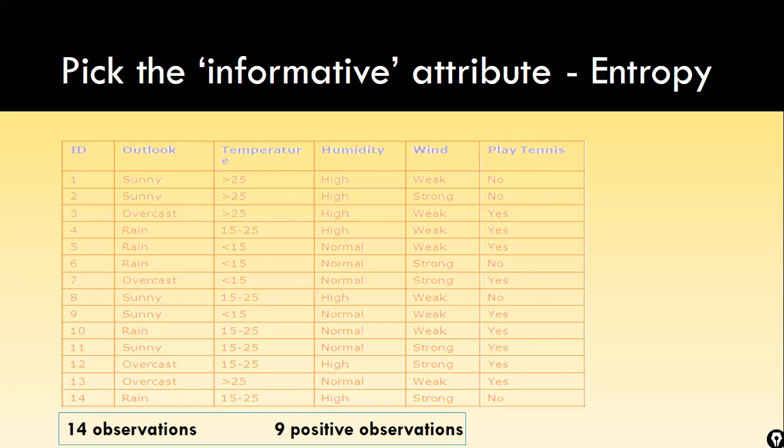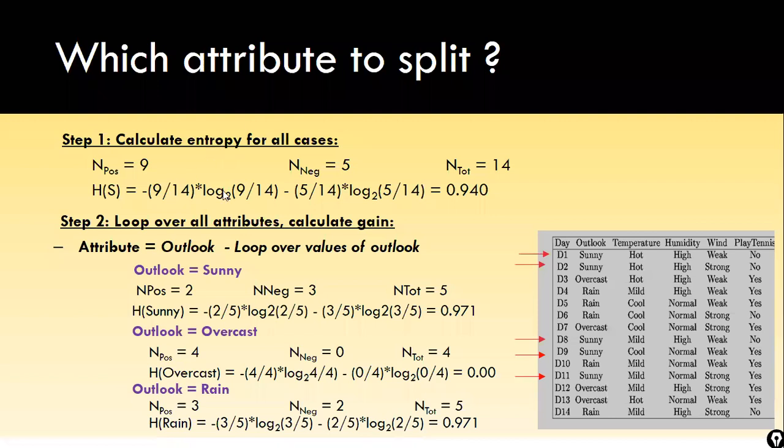Sorry, 5, right? 9 out of 14 times he played tennis, and 5 out of 14 times he did not play tennis. If you plug that into the formula, with log base 2 of this, you will get some value. This is the entropy for all the values in your data set. H of S is equal to 0.950. Just remember this, that's all. Here we mentioned the number of positives is 9 and the number of negatives is 5, in total 14.